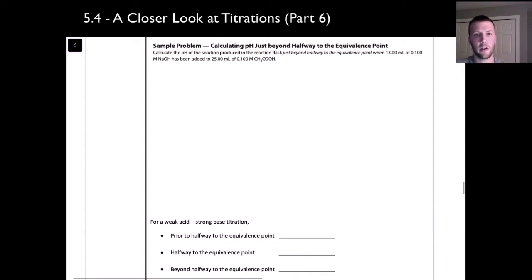In this problem, we're going to calculate the pH just beyond halfway to the equivalence point. So we're going to set up this problem exactly the same as the previous ones. So I'm going to turn off my video and let you guys follow along.